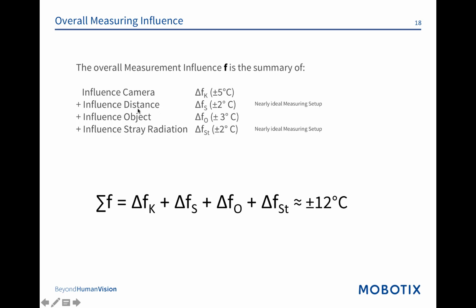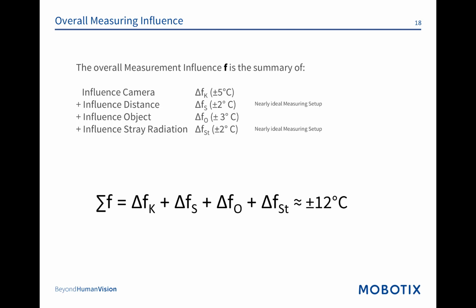Then we have the influence of the distance. If you remember the different measurements we have done at different distances, you could see that up to 10 meters we had roundabout 2 degrees difference. So if we have a nearly ideal measuring setup, we should measure within this 10 meters, and then we can expect around 2 degrees influence coming from the distance.